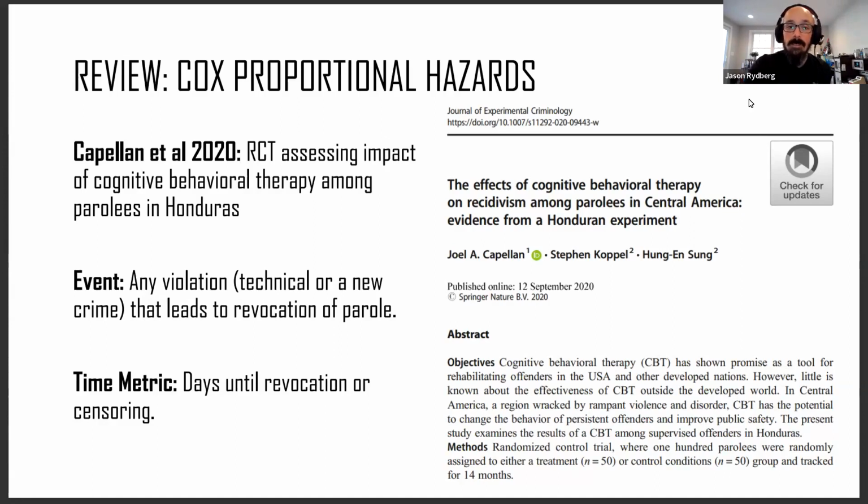And so their time metric here is continuous. They have the number of days until revocation or censoring. And you can see down here, they have a pretty small sample, relatively small. They've got 100 individuals, 50 in treatment, 50 in control, and these individuals were randomly assigned to those different conditions. Now, with the number of days that they're following up with here, you could end up with, again, hundreds, if not thousands, of time units. So this becomes very challenging to model in a discrete time case unless we sacrifice a lot of information and get very chunky survival intervals.